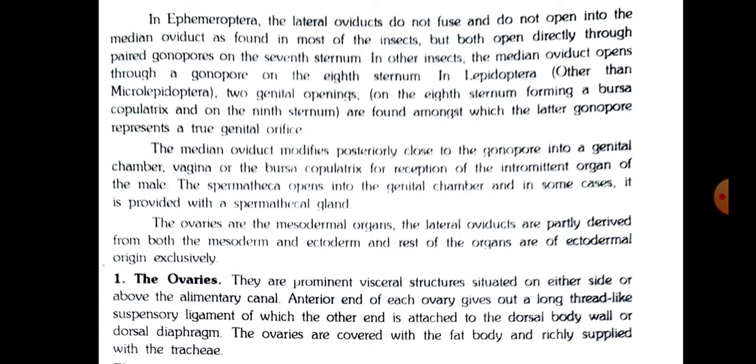In Lepidoptera, two genital openings are found, amongst which the latter gonopore represents a true genital orifice. The median oviduct modifies posteriorly close to the gonopore into a genital chamber, vagina, or the bursa copulatrix for reception of the intromittent organ of the male. The spermatheca opens into the genital chamber, and in some cases it is provided with a spermathecal gland.